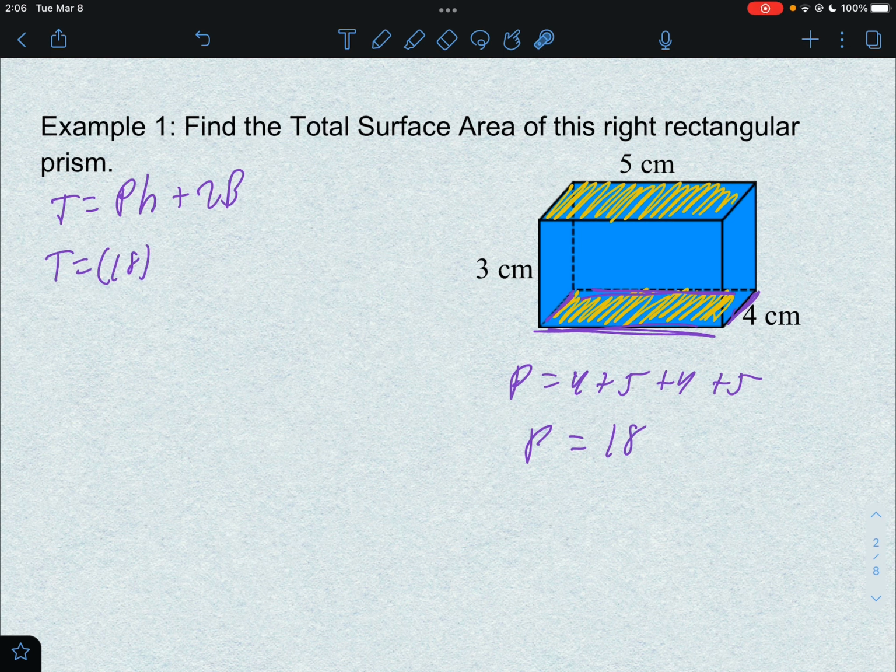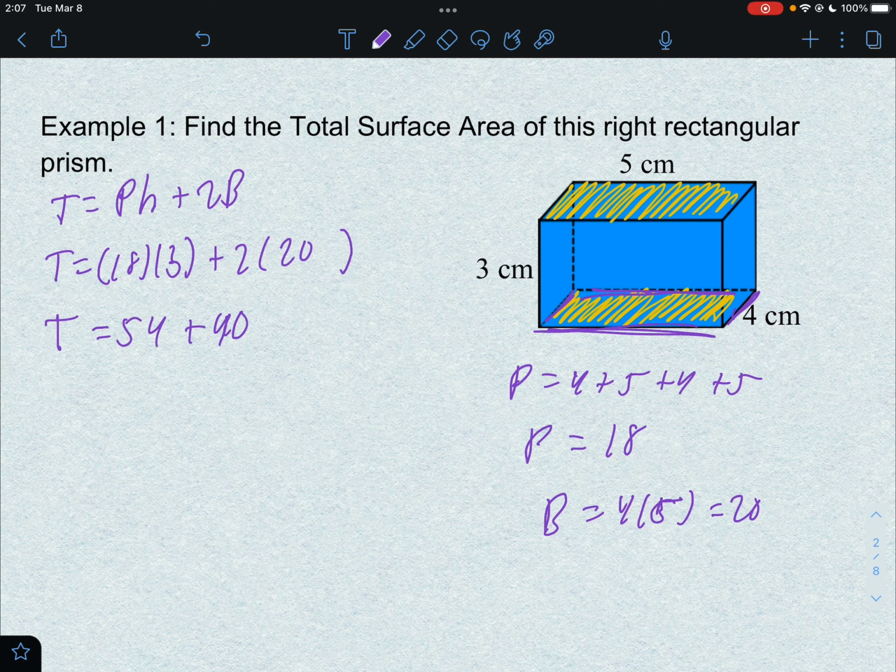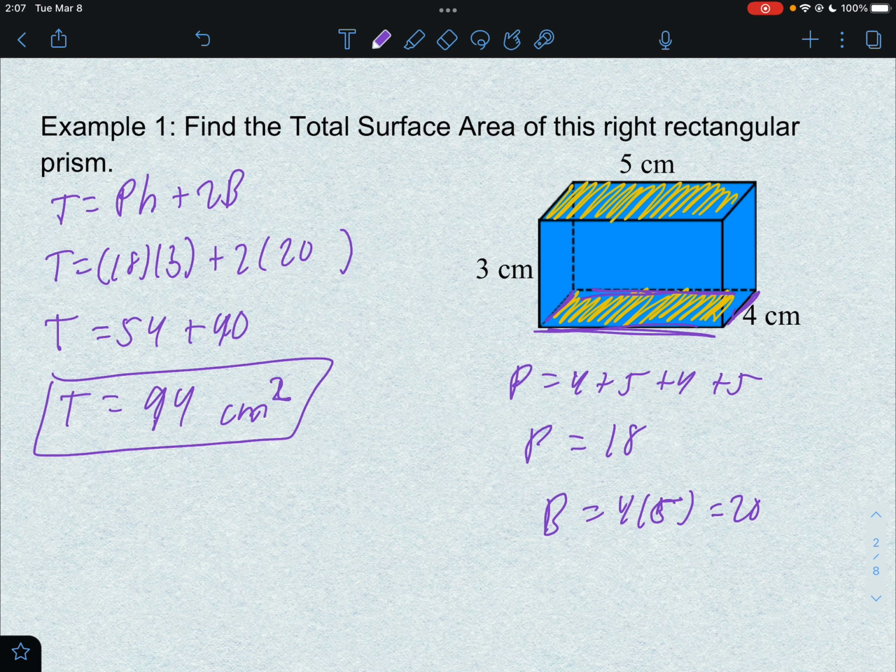H is the line that connects the bases together. So that's just 3. And then B is just the area of one of those bases, which is just 4 times 5, or 20. So our total surface area is 18 times 3, which is 54, plus 2 times 20, which is 40, or 94 square centimeters. Had you chosen the left and right to be your bases, or the front or back, you would have gotten different numbers, but your final answer would have been the same.